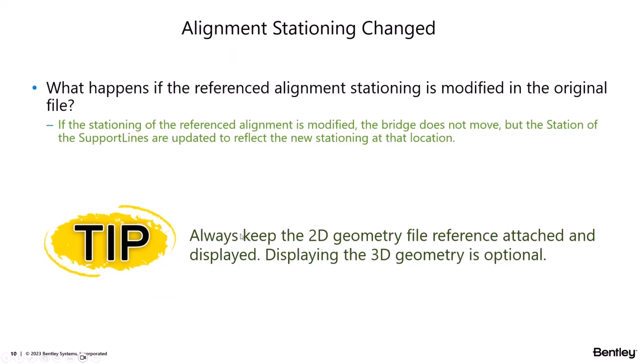One tip: always keep your 2D geometry reference attached and displayed, because that's what we're using to read the horizontal geometry and the vertical geometry of the profile grade line. The 3D geometry is purely optional. I tend to turn it off more often than not. It's not really helping you out. Everything we're doing is based off that 2D default geometry model. All right.